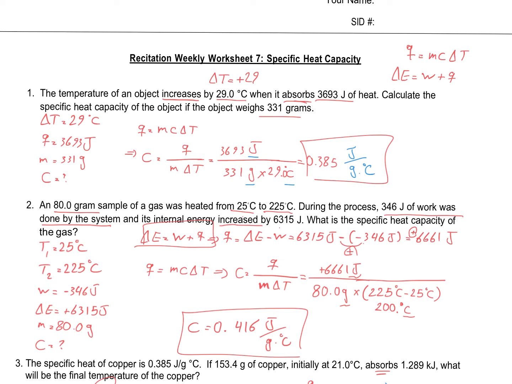So when you find the Q, you can put it in the Q = mcΔT formula and solve it for C. It's Q over mΔT, and you can put the numbers, check the units, and you get the C with a unit of joule over gram over degrees Celsius.